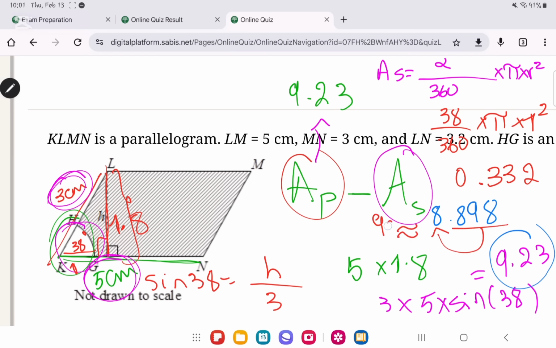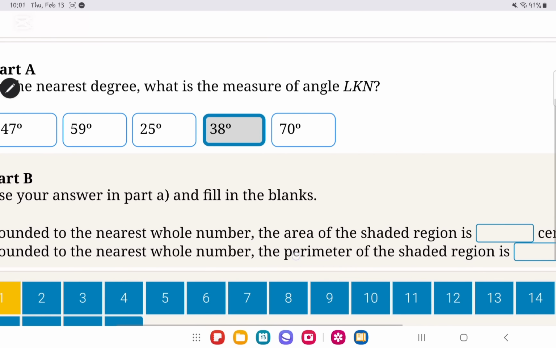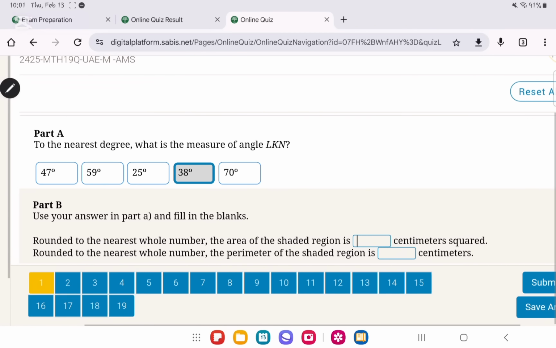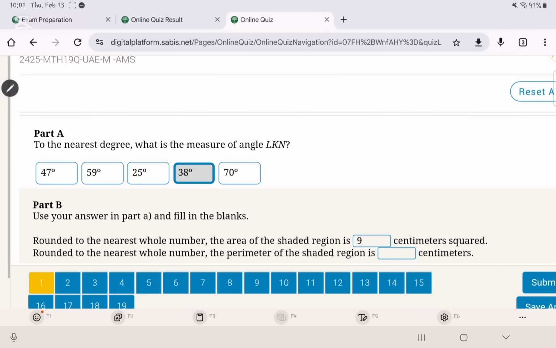They said round it to the nearest whole number, so it becomes approximately 9 centimeters. So just like that, we found the area of the shaded region to be 9 centimeters. Now they need the perimeter of the shaded region. What is the perimeter of anything? It is all sides added.